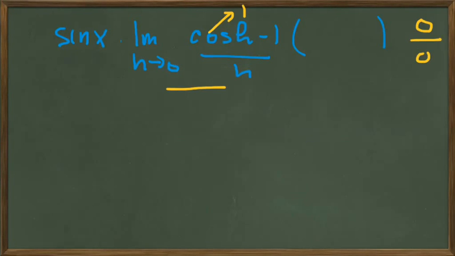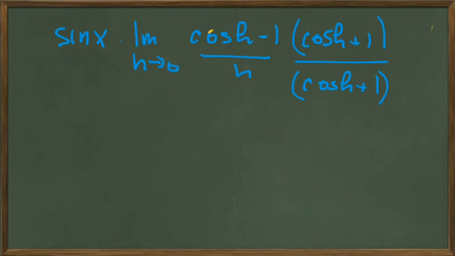You are correctly anticipating that, right, that we're multiplying the numerator and denominator by cosine h plus 1, the conjugate of the numerator. And so let's do that. And so we get sine x times the limit as h goes to 0. The numerator, when we multiply it out, gives us cosine squared h minus 1 over h times cosine h plus 1.